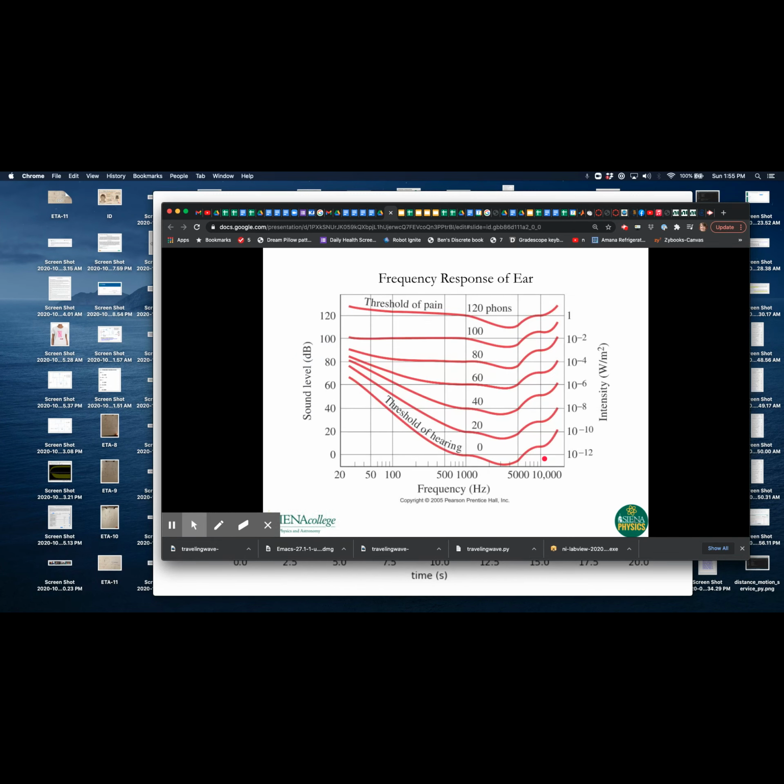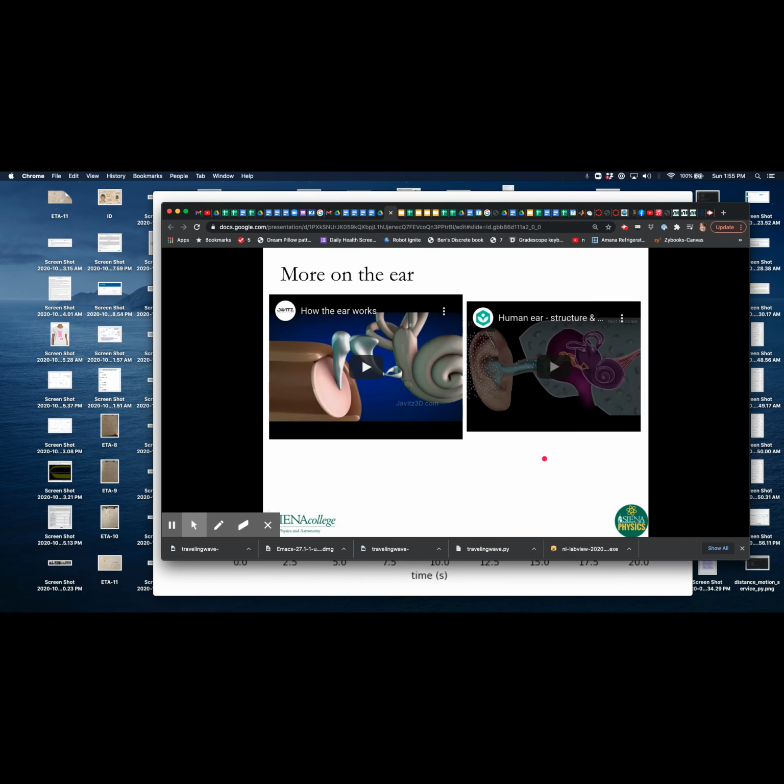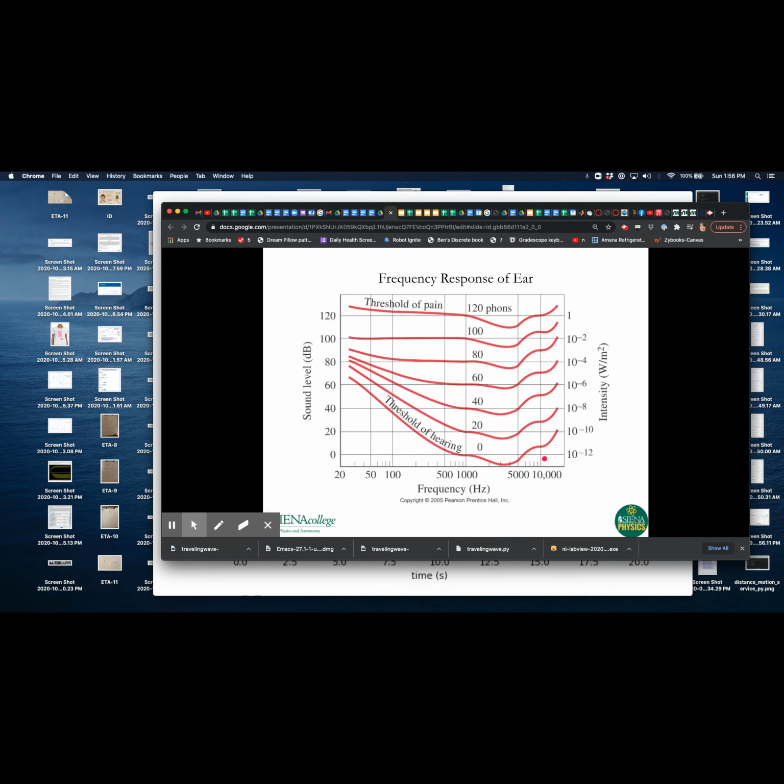Okay, so this is the frequency response of the ear. And by the way, on this last slide, there were 2 videos, and we'll provide both of those to you in the resources in Canvas. So we're just going to talk about, again, the frequency response of the ear.